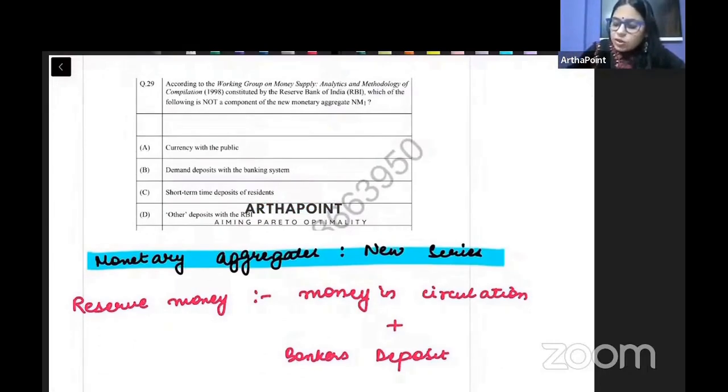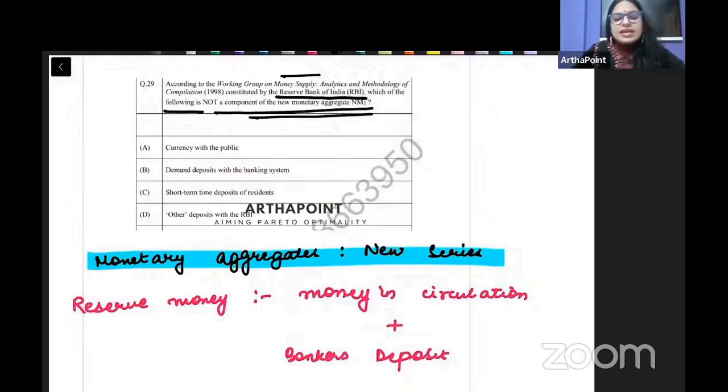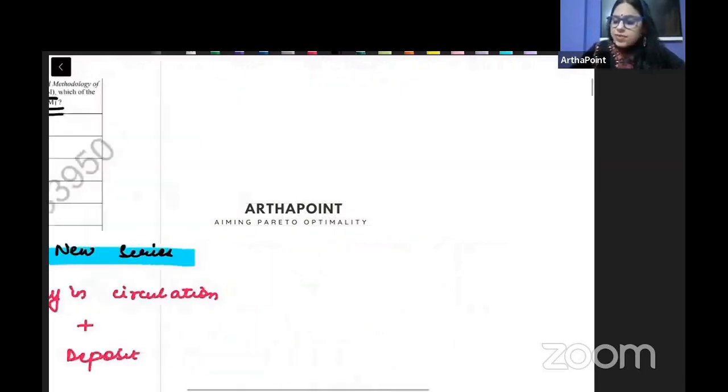According to the working group of money supply, analytics and methodology of compilation constituted by Reserve Bank of India, which one of the following is not a component of new monetary aggregates, NM1? इसको थोड़ा सा हम समझते हैं. Try to understand this, beta.